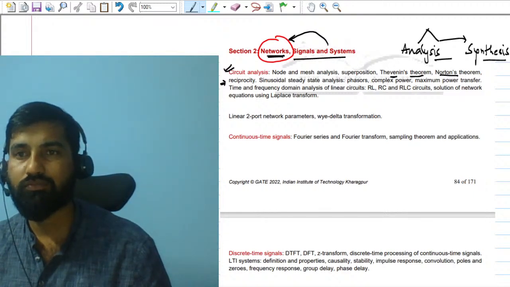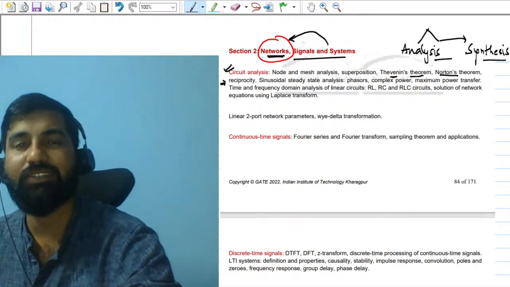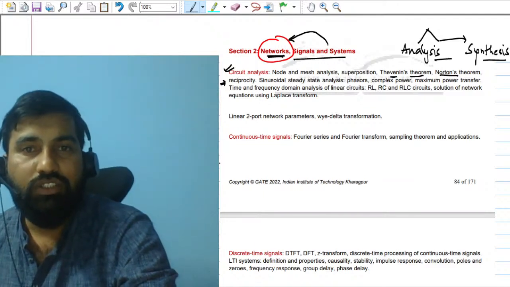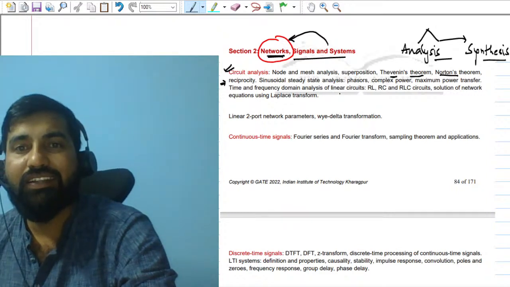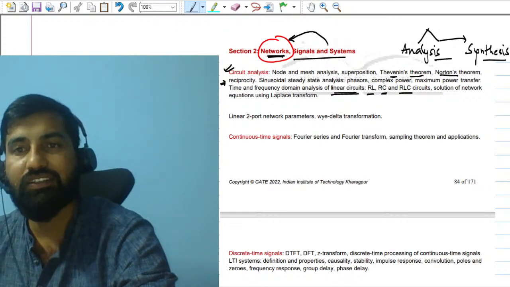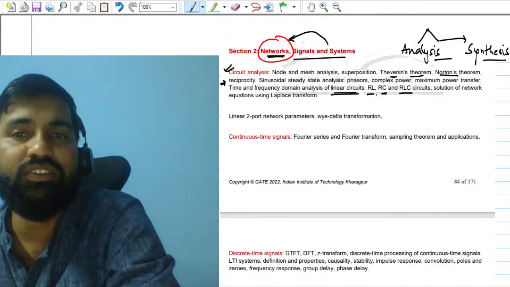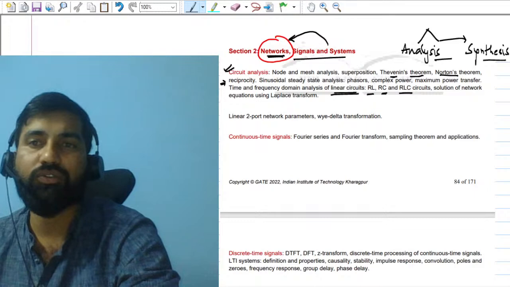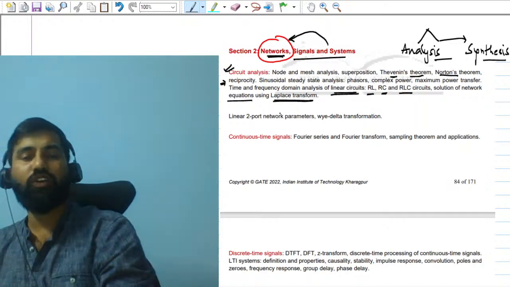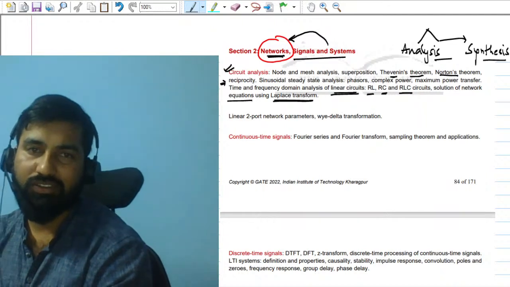So needless to worry about that. I have seen many friends whose mind gets stuck when we ask questions. Then there is time and frequency domain analysis of linear circuits, such as RL, RC and RLC. How to find the time constant of the circuit, how to find the initial slope, how to find the initial states of the circuit, and the solution of network equations using Laplace transforms. If you are not good at Laplace transforms, transform theory, how will you be able to understand?